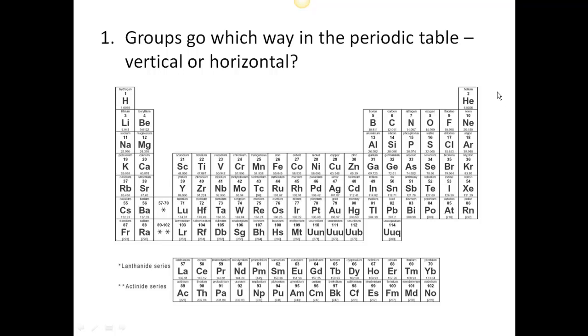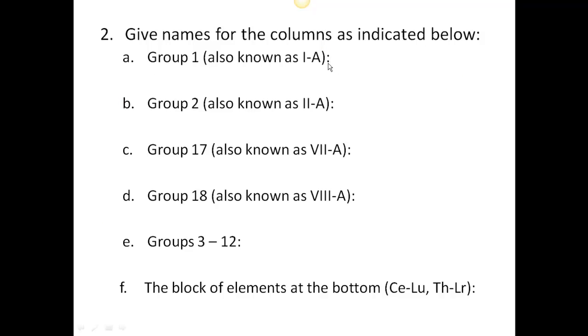Groups go which way in the periodic table? Groups are this way. Remember, your first column, with the exception of hydrogen, are the alkali metals and the alkaline earth metals. Over here we have a group called the halogens, and over here we have the group called the noble gases. So your groups are vertical. They go up and down. Periods go the other way. So give names for the columns as indicated below.